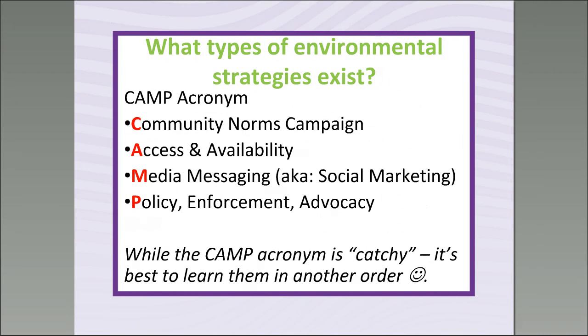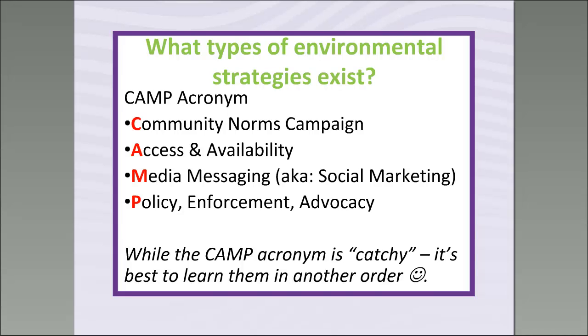The next question that typically comes is, what types of environmental strategies exist? For years in Ohio, the acronym CAMP has been used to describe 4 types of environmental strategies: community norms campaign, access and availability, media messaging, sometimes called social marketing, and policy enforcement and advocacy.